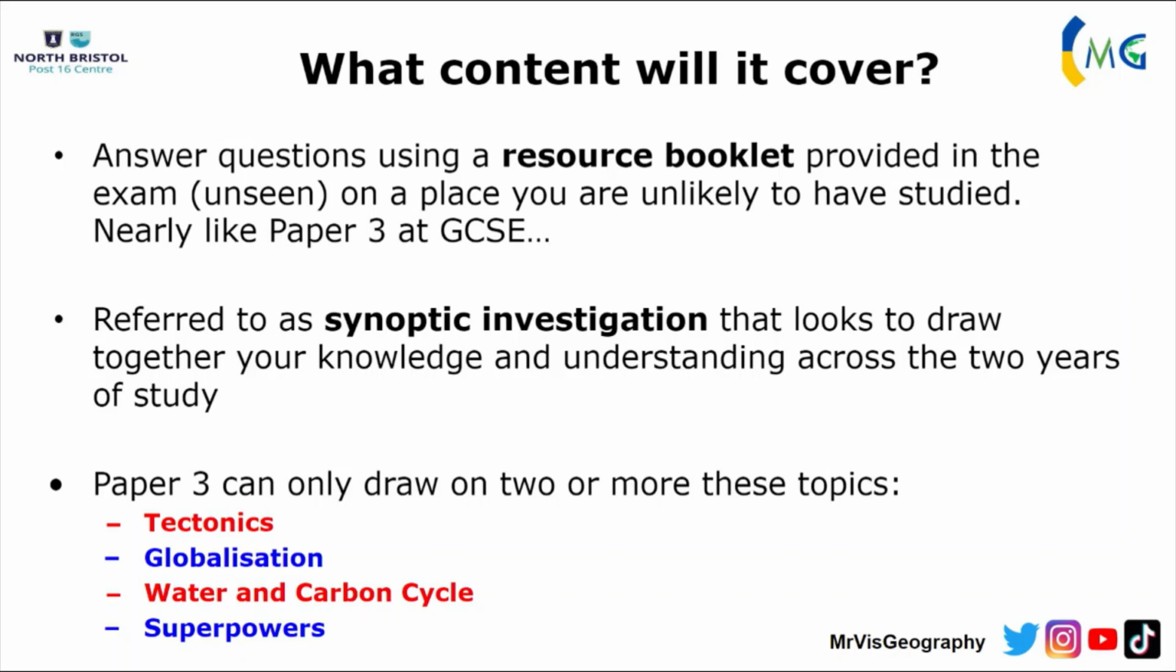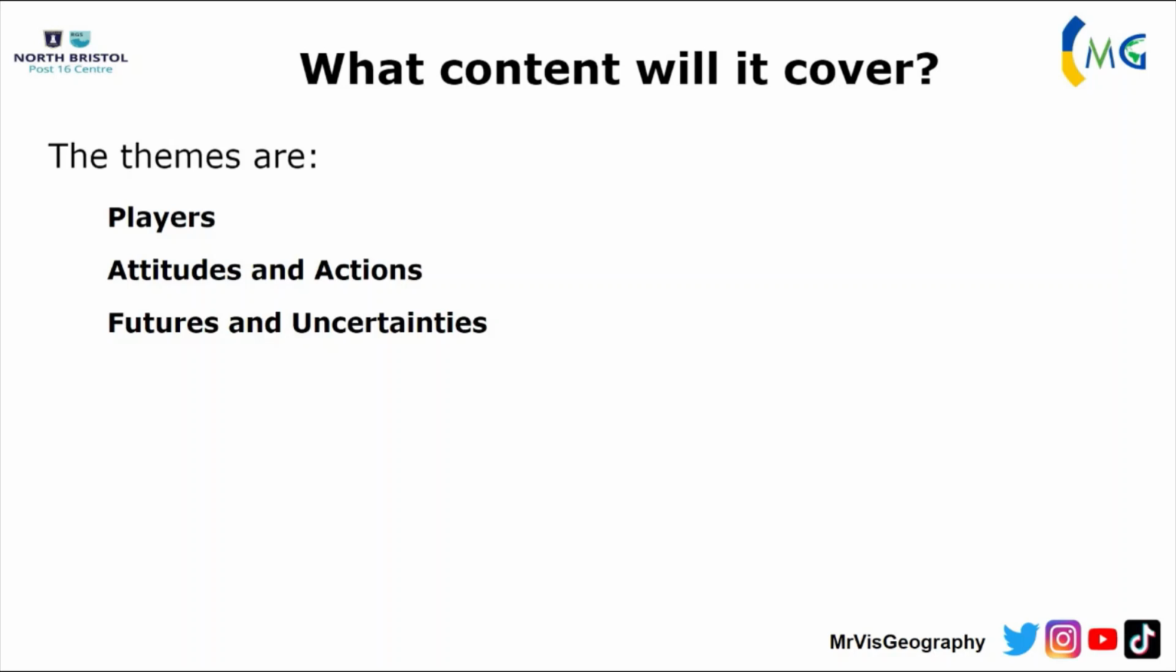Okay, so the reason behind that is that you've got less content to revise. The revision, technically, you've already done anyway for paper one and two. There, it's just about bringing all that knowledge together. Okay, there's three ways in which you need to look at it. There's three themes the examiners are looking for. It's players, attitudes and actions, and futures and uncertainties.